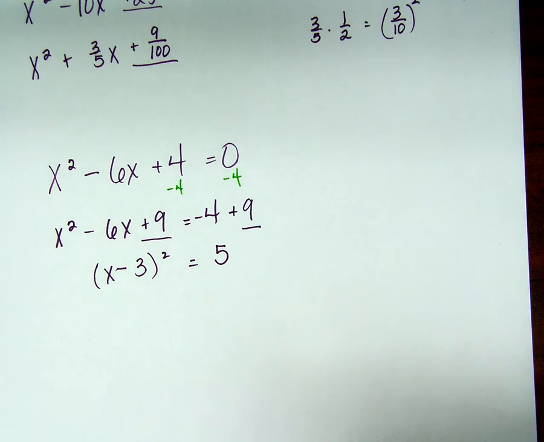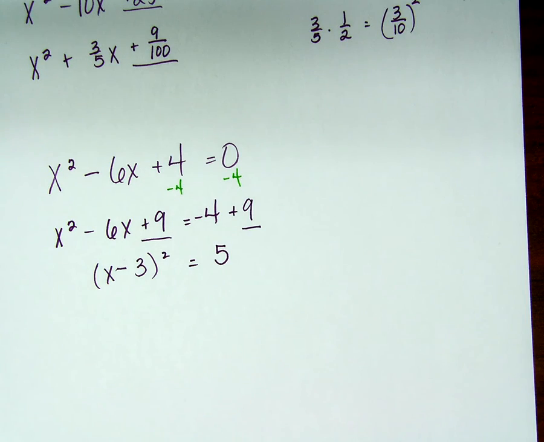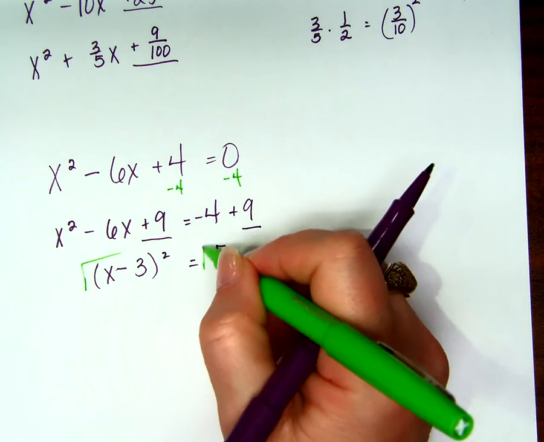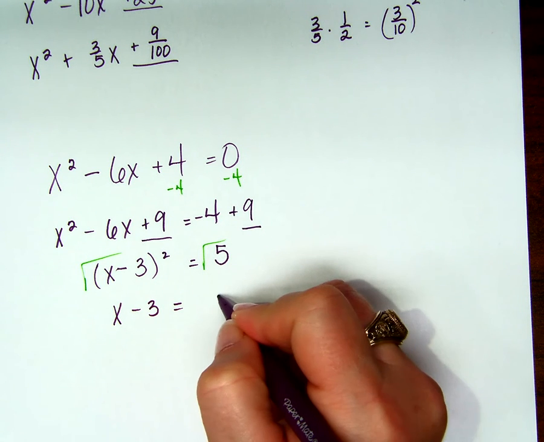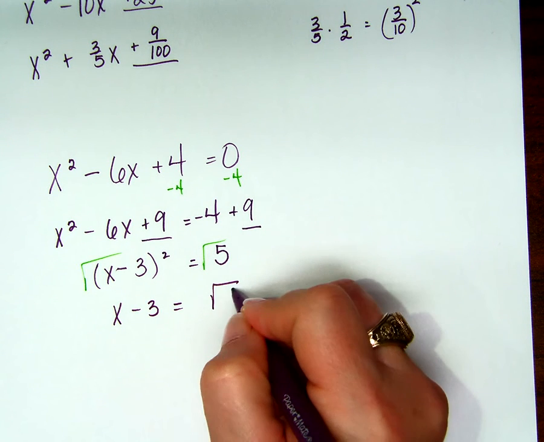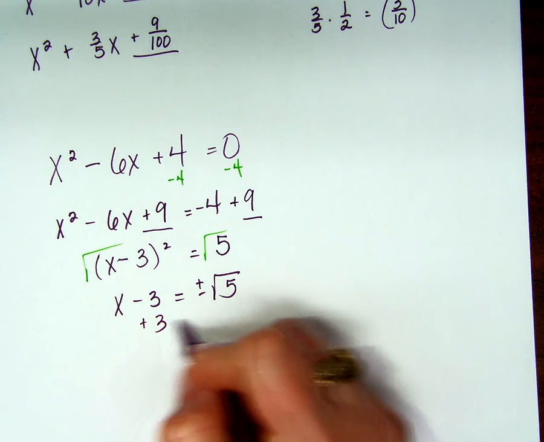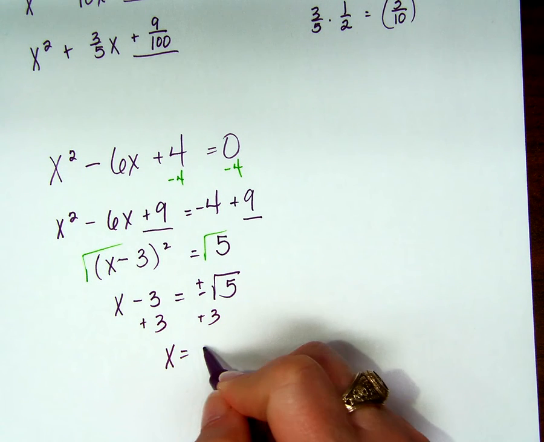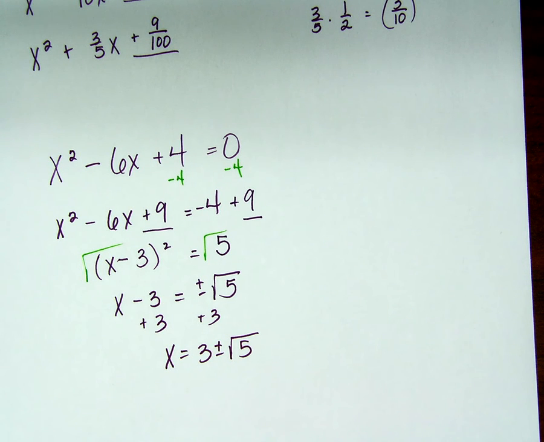Now how do I solve this? Well, I'm going to solve that the same way that I solved this other problem over here, right? Yeah, perfect. Square root, square root. So x minus 3 equals, almost, plus or minus the square root of 5. Yeah, add 3 to both sides. X equals 3 plus or minus the square root of 5. How do you feel about that?